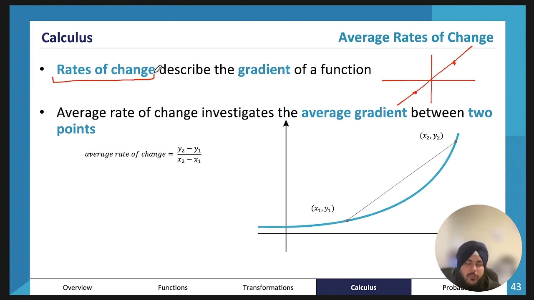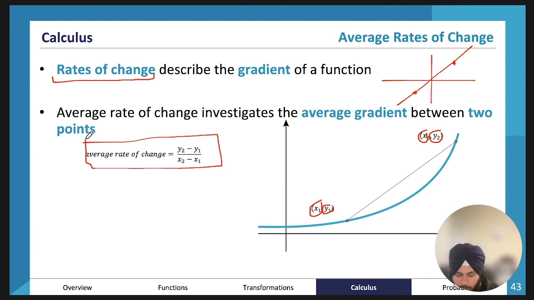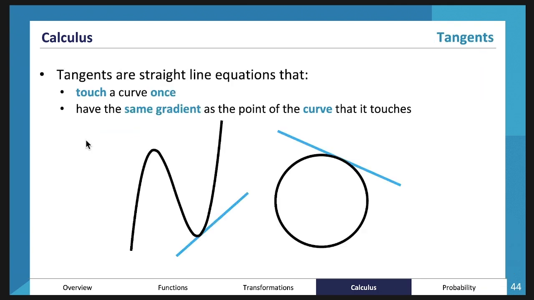The average rate of change works in the same way as the gradient formula for a linear expression: y2 minus y1 over x2 minus x1. That only works when you're given 2 discrete points. Sometimes what you might be given is the x values and the equation of the line. If you have the equation of the line, you can easily substitute in to find what the y values are going to be, and then from there you can use the average rate of change formula, which is just the gradient formula. So pretty straightforward for average rate of change.